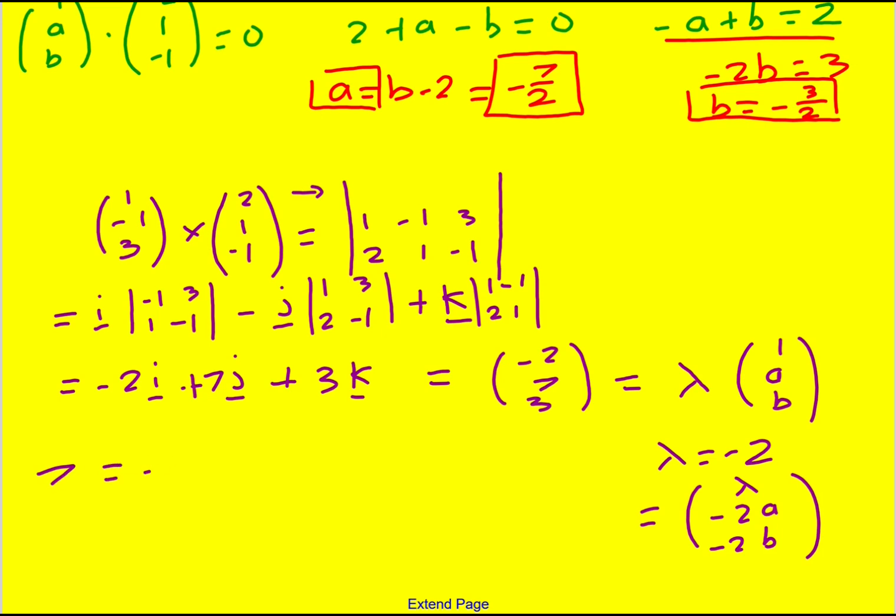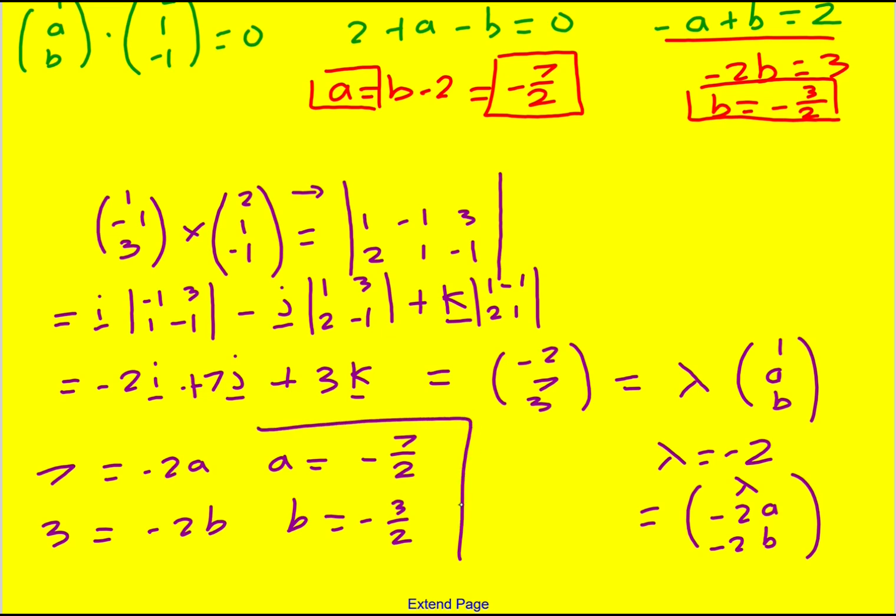So 7 is equal to minus 2a. A is equal to minus 7 over 2, just like before. And 3 is equal to minus 2b. B is equal to minus 3 over 2. Even if you think scalar products is simpler, which I think it is here, remember to practice the vector product for other instances. It gives us the same answer. So nice to see. Well done on this question.